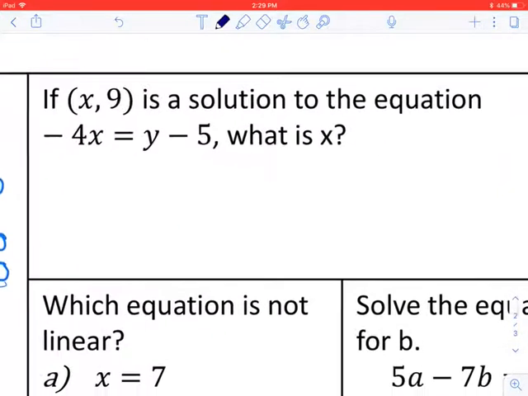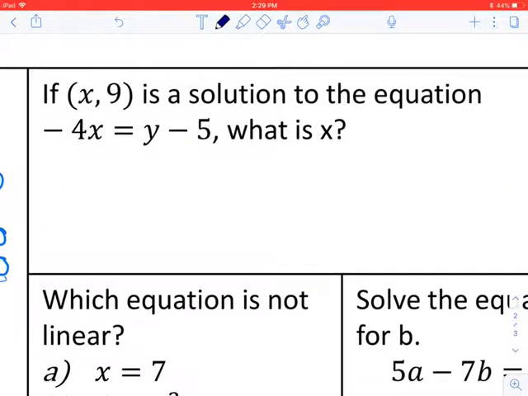So for this problem, it says if x, 9 is a solution to the equation negative 4x equals 5y minus y, what is the x value? So what we're trying to find is x based on the fact that 9 is the y value. So all I'm really doing here is plugging in our y value and finding the x value.